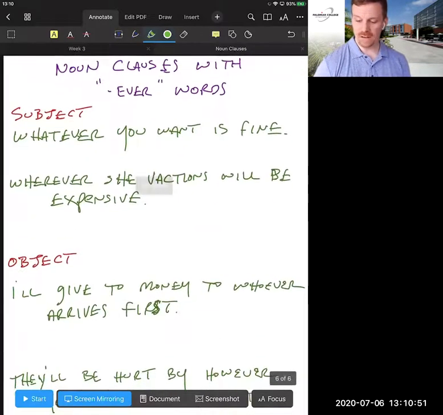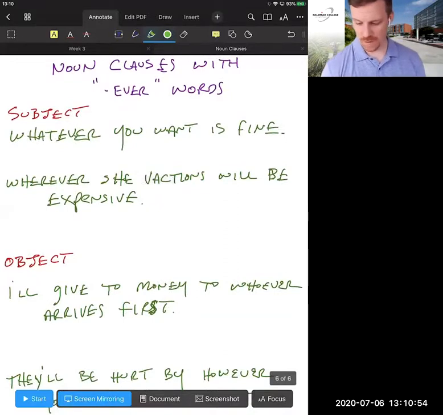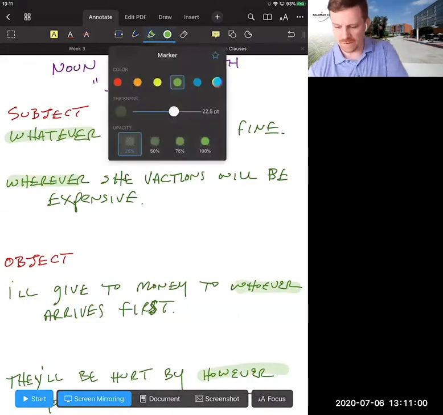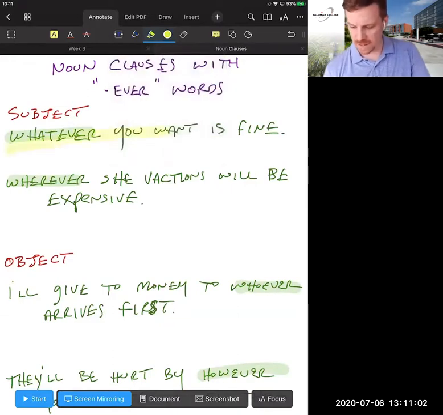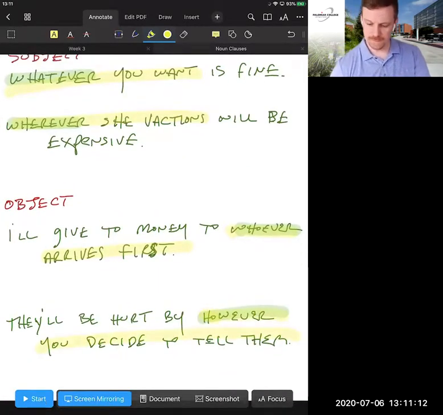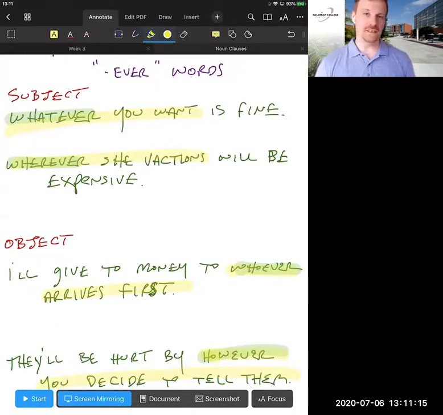Last one here, we have noun clauses with ever words. Ever words we have are like whatever, wherever, whoever, however. And again, we have our same function. It's either a subject, comes before the main verb, or it's the object, comes after a preposition or after a noun. In this case, they are after prepositions. So whatever you want is fine.